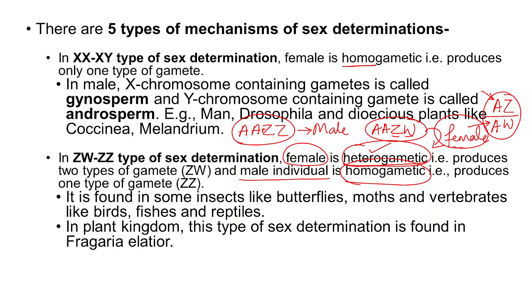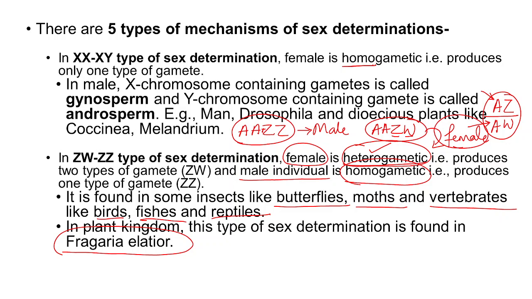Okay, next one, it is found in some insects like butterflies and moths, and vertebrates like birds, fishes and reptiles. Most commonly it will be found in butterflies, moths and higher organisms such as birds, fishes and reptiles. Next point, in the plant kingdom, this type of sex determination is found in Fragaria elatior. So, these are the two important types of sex determination.